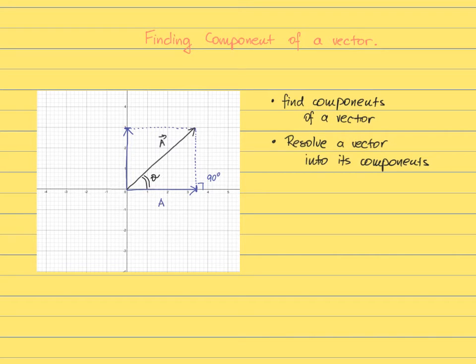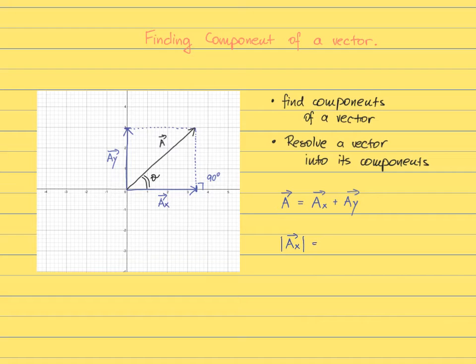So we will call this Ax, and you can see that I'm going to use the arrow because those components are vectors themselves. Now if we apply the graphical method, we know that the Ax vector, if we add it up with the Ay vector, will give us the vector A. Now, how do we find the magnitude of the x component of this vector?